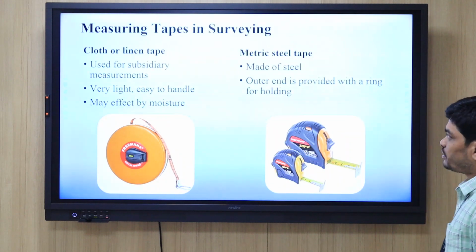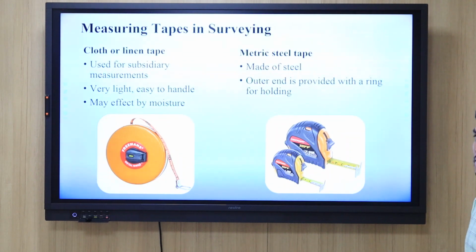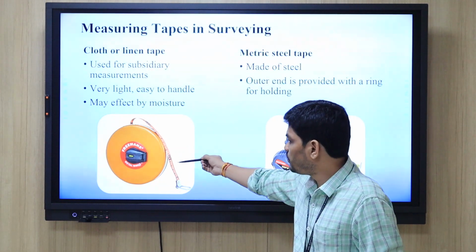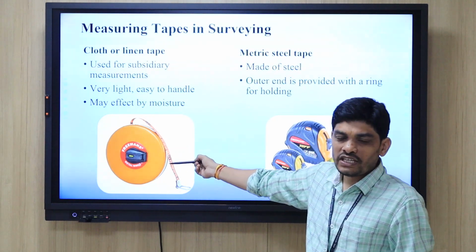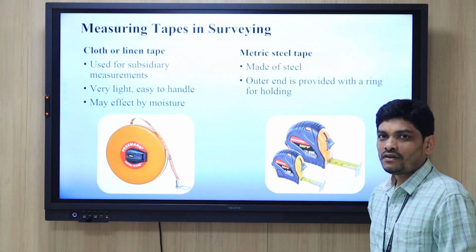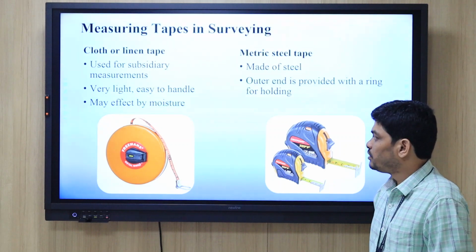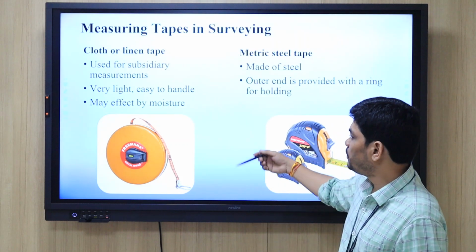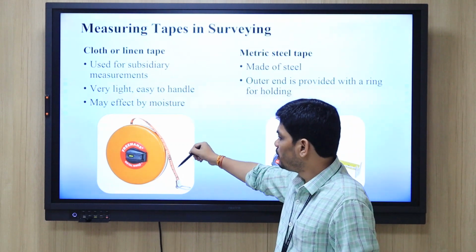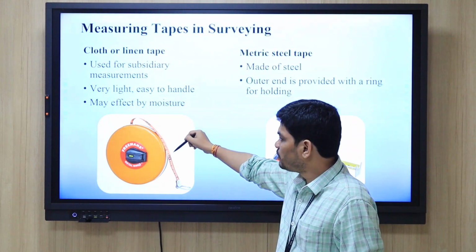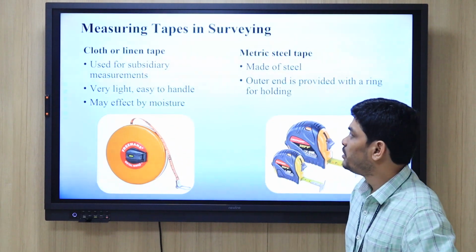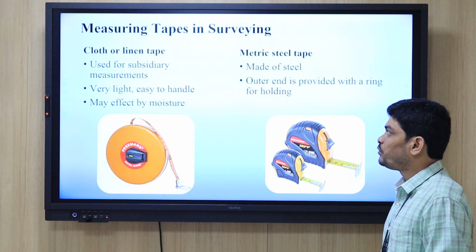Measuring tapes in surveying. Tapes are also used for measuring. Here, linen or cloth tape. With steel, the problem is expansion. With cloth, the problem is that it will cut. That's why, with some painting or coating, if you use some cloth, this type of tape will be there. Cloth or linen tape: the expansion won't be very much for linen.